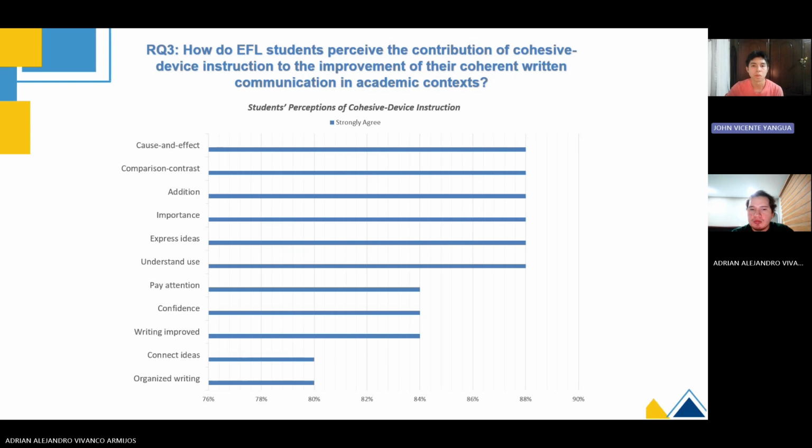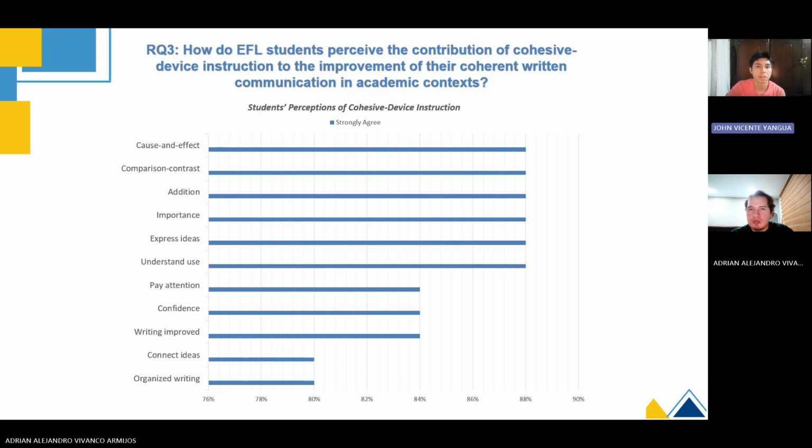Furthermore, students recognized cohesive devices not merely as grammatical elements but as essential tools for communicating ideas clearly and coherently. This suggests that the intervention helped students develop a more functional understanding of connectors beyond simply memorizing them. These positive perceptions were consistent with the improvements observed in the post-test, suggesting that students' opinions accurately reflected the progress achieved throughout the instructional intervention.